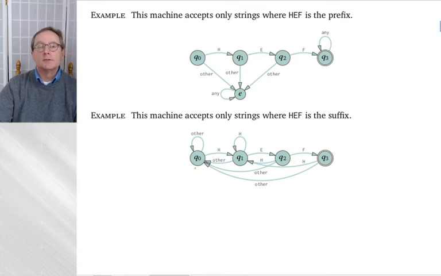So in some sort of intuitive sense, Q0 means something like waiting to see if we're getting to the end and it's an HEF. But if we're seeing like sort of arbitrary characters, we're just kind of waiting.